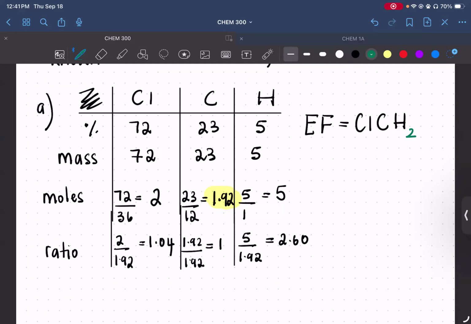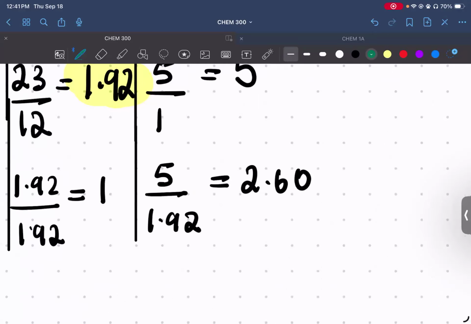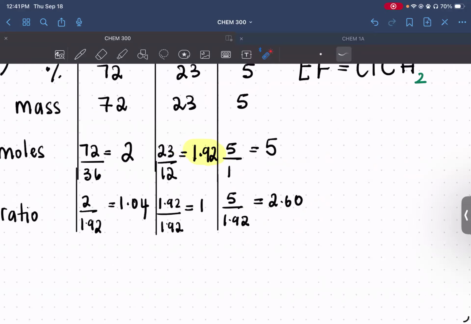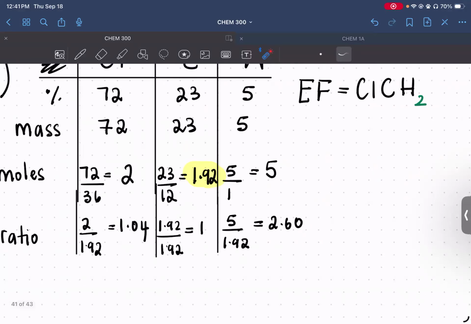I wrote 2, yet by all mathematical intents and purposes, 2.6 should be rounded to 3. We do not round in this way for empirical formula. The simple reason is it's easier to underestimate than overestimate. Why? Because you're talking about actual compounds. If you rounded this up to 3, you are claiming that there is 0.4 more than there actually is. So it's easier to round to 2.